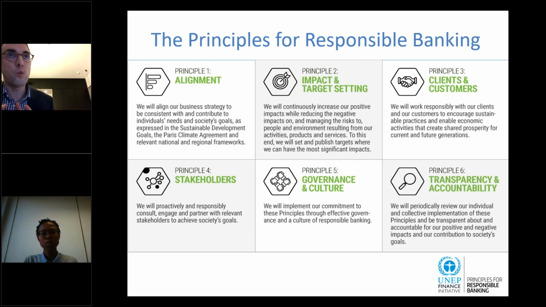So that's how the principles work, and I think it's very important to see them as a cycle and a set of connected principles rather than 6 discrete actions which need to be ticked off. But that said, there are actions which need to be done.